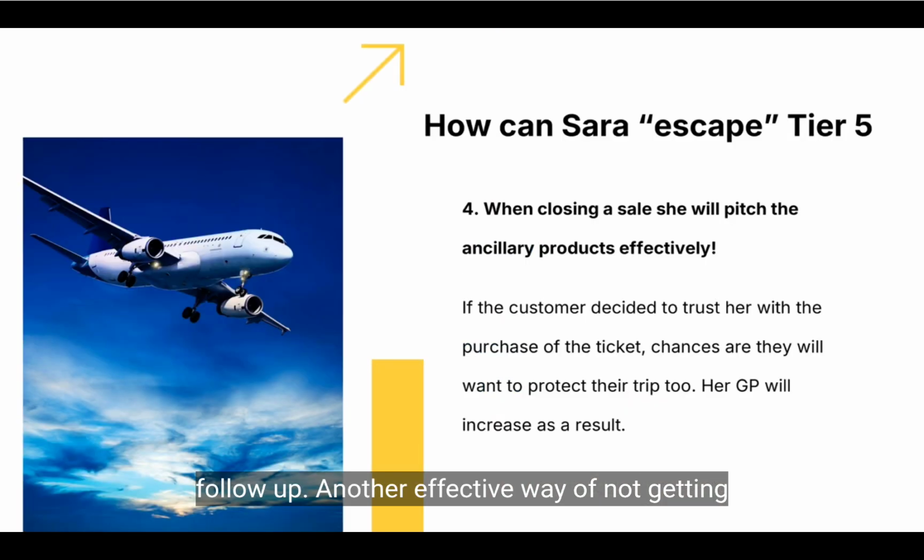Another effective way of not getting downgraded and gaining more gross profit is to sell ancillary products. In most of the cases, when you get closer to the sale, you already have this bond with your customers. They trust you, so you can easily offer our additional products. Don't forget that the cost of most of our products goes to agents' gross profit. This is a great opportunity for you to not fall under negative average gross profit within the calculated period.